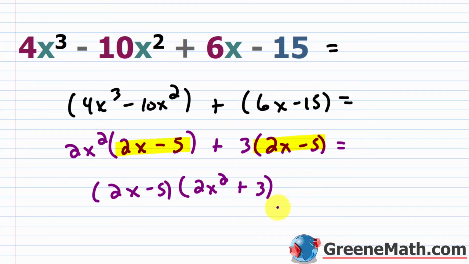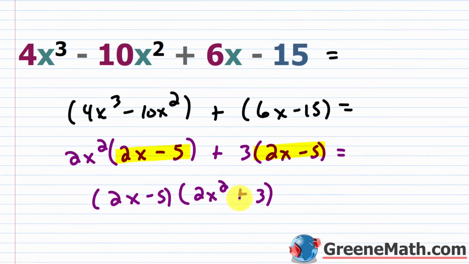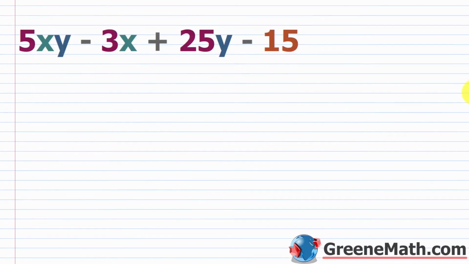So again, check for additional factoring. 2x minus 5, that quantity, times the quantity 2x squared plus 3. Let's look at problem number 4. So we have 5xy minus 3x plus 25y minus 15. So the greatest common factor, again, if you look at these 4 terms, it's going to be 1. So you could skip that.